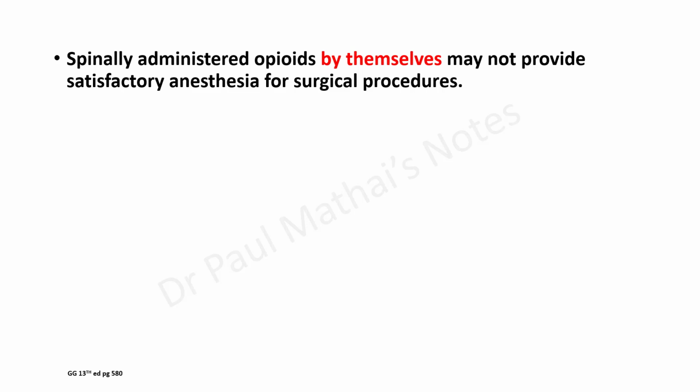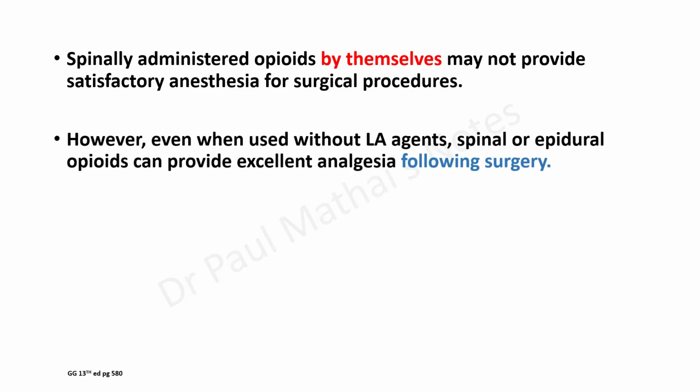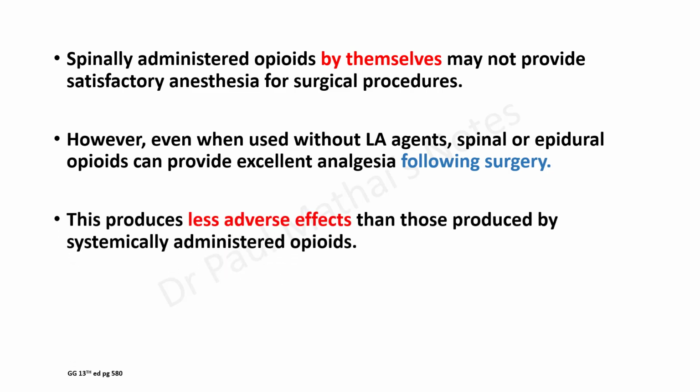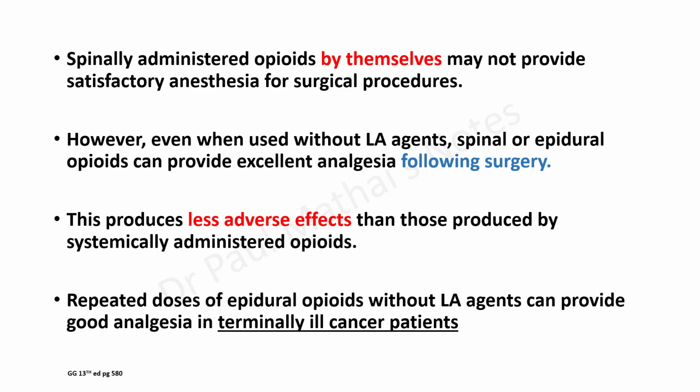Spinally administered opioids by themselves may not provide satisfactory anesthesia for surgical procedures. However, when used with local anesthetic agents, spinal or epidural opioids can provide excellent analgesia following surgery. This produces less adverse effects than those produced by systemically administered opioids. Repeated doses of epidural opioids without local anesthetic agents can provide good analgesia in terminally ill cancer patients.